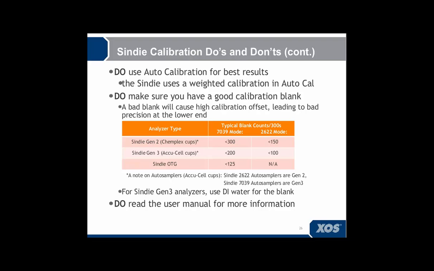And speaking of Generation 3 units, we actually recommend that you use a DI water for the blank instead of mineral oil to ensure that the background is very low when you do the calibration. And finally, do read the user manual for more information on how to do a calibration. Next, we're going to look at some advanced calibration tips.